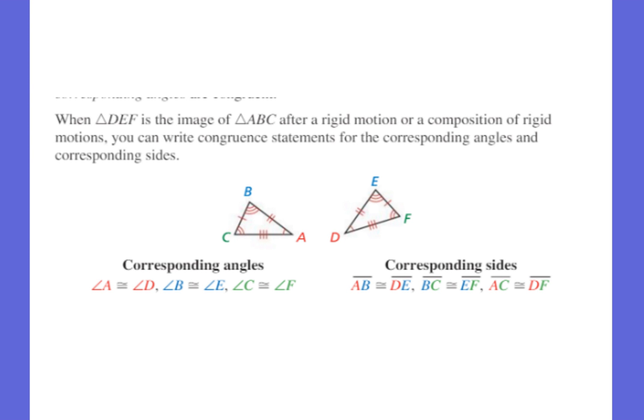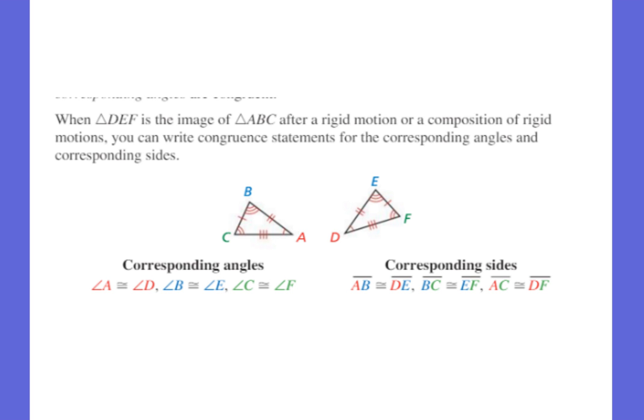Well, what makes figures congruent to one another is when all of their corresponding parts are congruent. Why is that important? Because when the corresponding parts are congruent to each other, I can perform, here's our word again, a rigid motion or multiple rigid motions to map one onto the other.